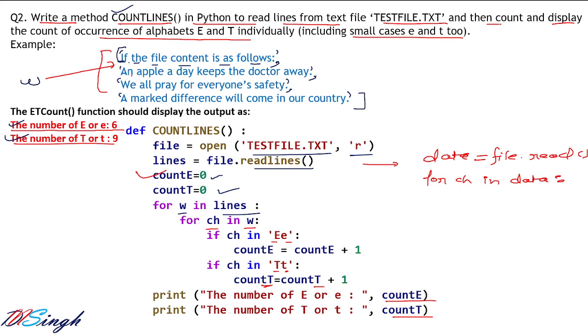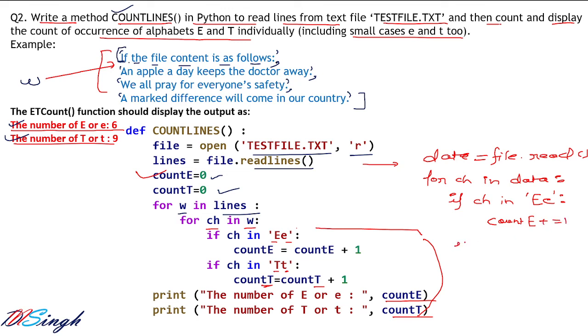Now ch will have each character from this file content, which is available in data, and data is in the form of string. Now you can utilize the same if condition inside that, so this code will remain the same. Next I will write: if ch in, if that character is either capital E or small e, or that character is present in this string, then what should I do? Count E plus equal to 1, increment.